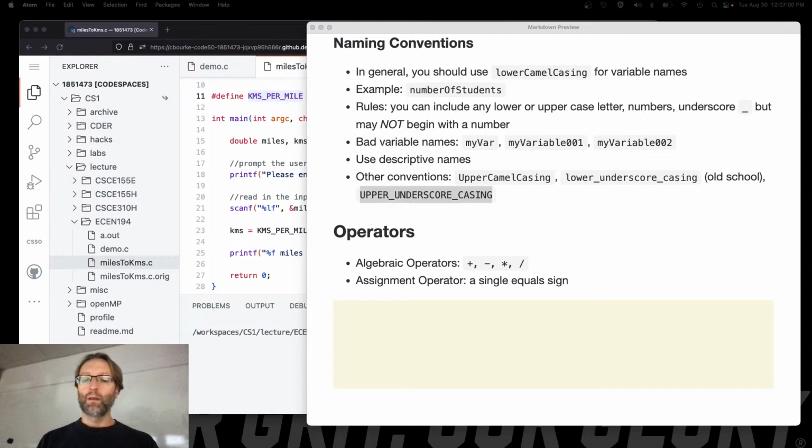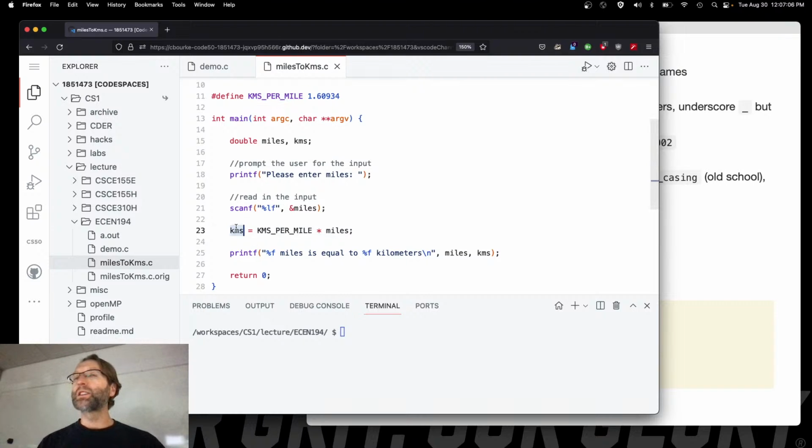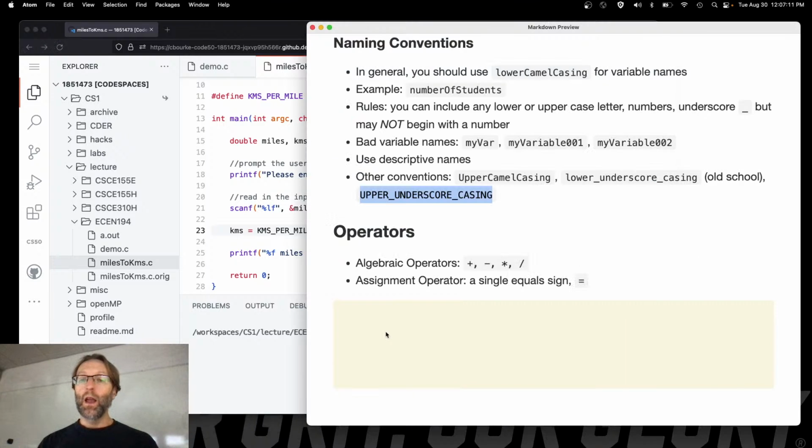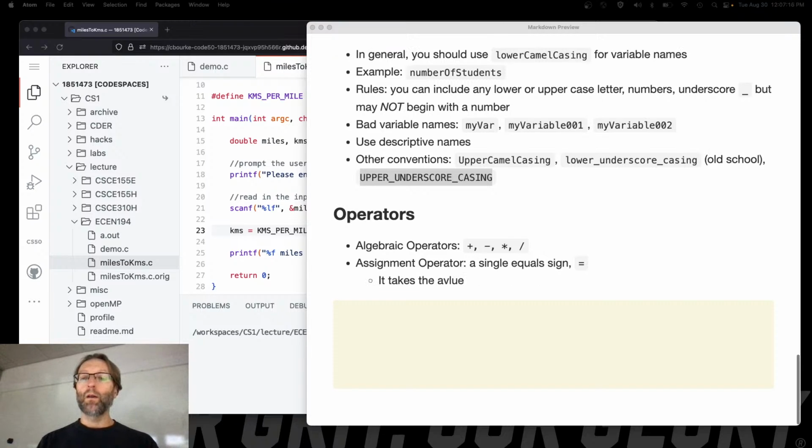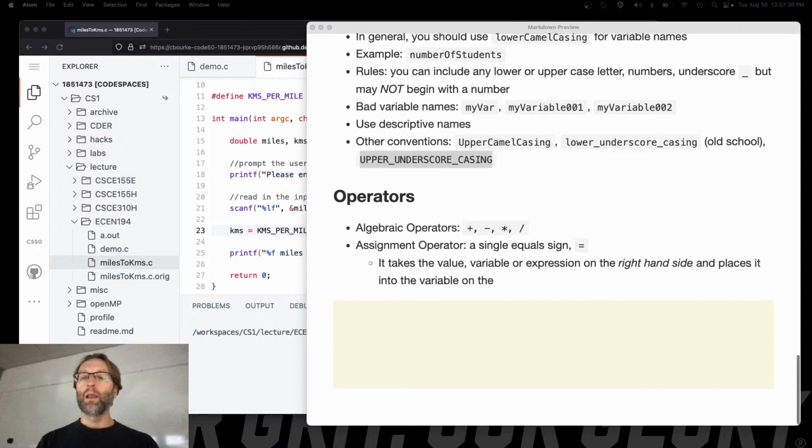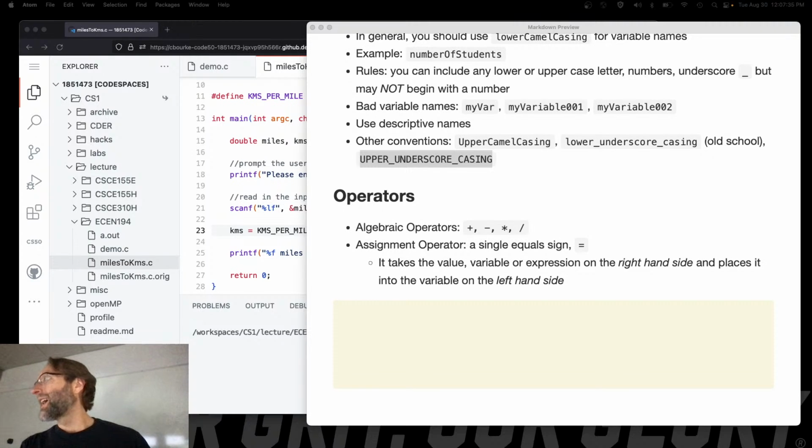And we've implicitly used it on line 23. We're going to set KMS equal to KMS per mile times miles. Basically the operation here is that it takes the variable or expression on the right-hand side and places it into the variable on the left-hand side. So consequently, the left-hand side always has to be a variable. The right-hand side can be anything.